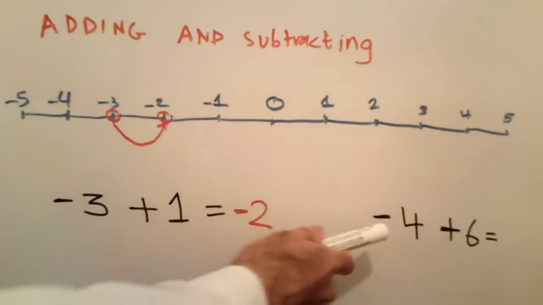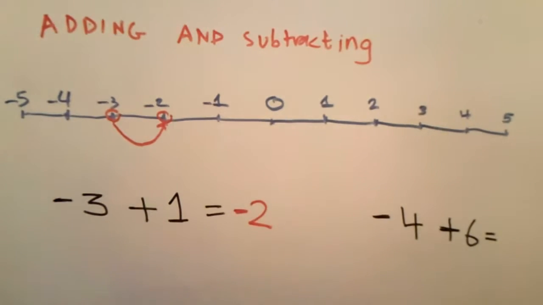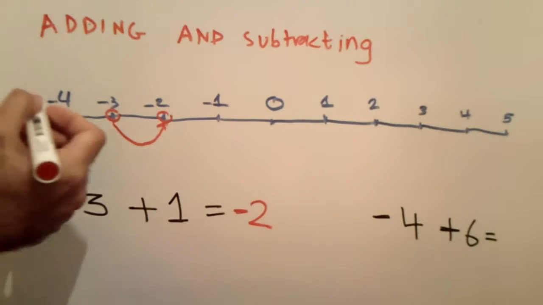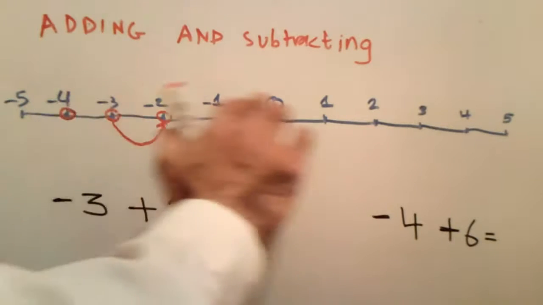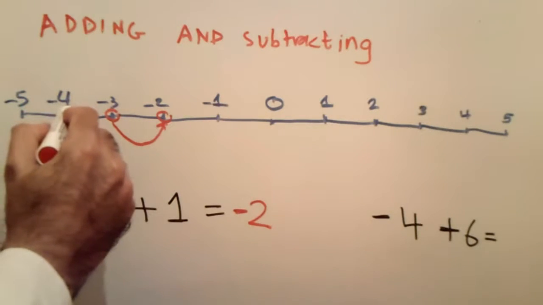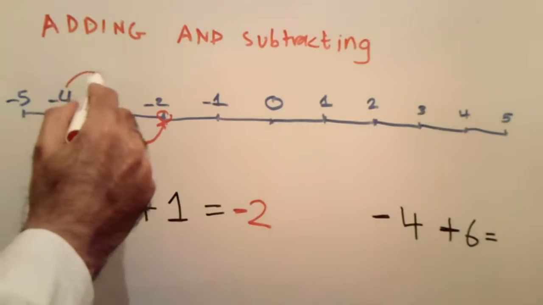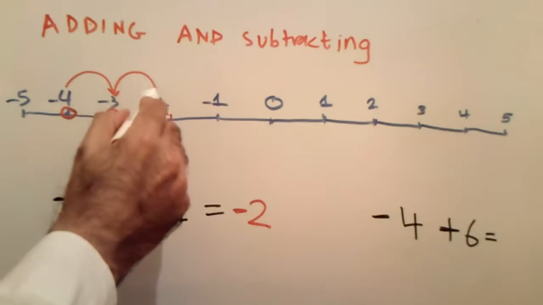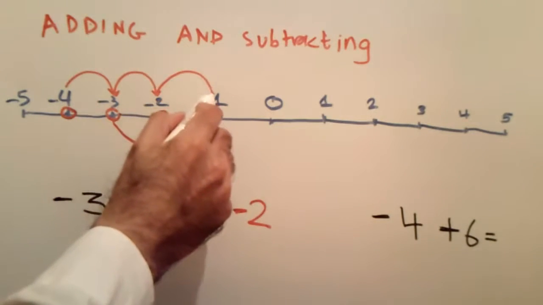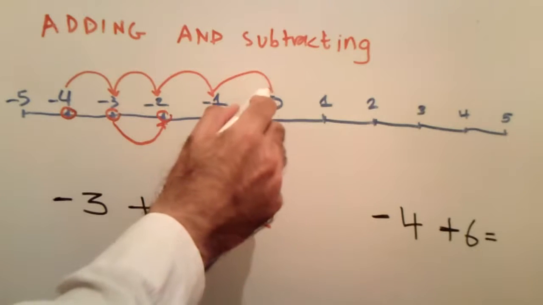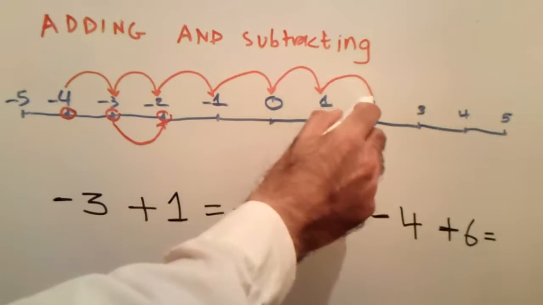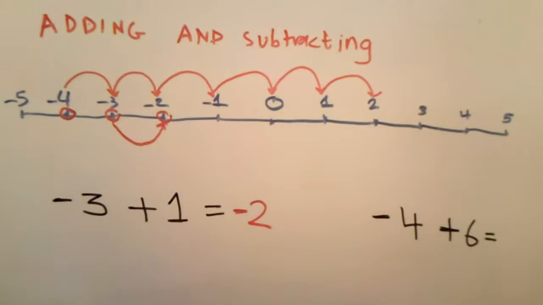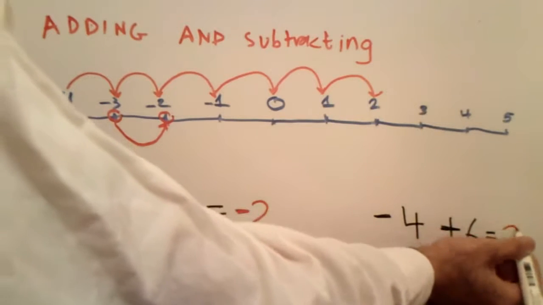Okay, what about minus 4 plus 6? So we're at minus 4 here, so we go to our right 6 times. For minus 4 it's 1, 2, 3, 4, 5 and 6. So the answer is minus 4 plus 6 is 2.